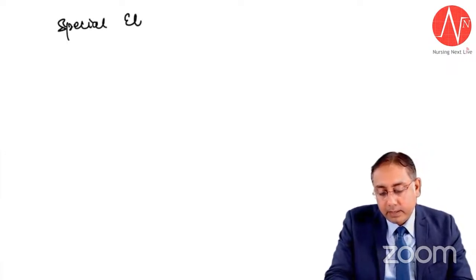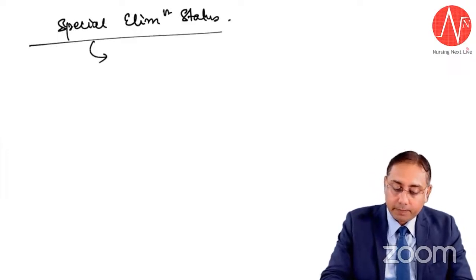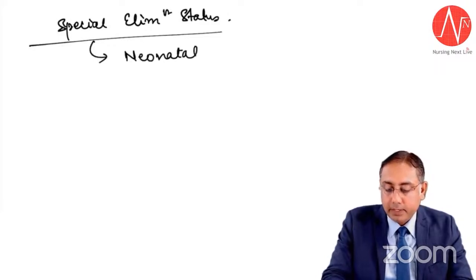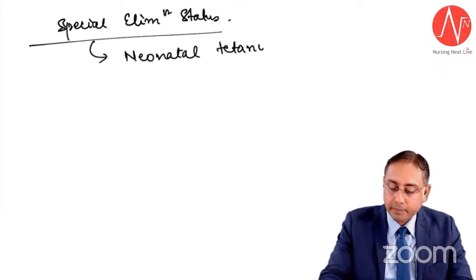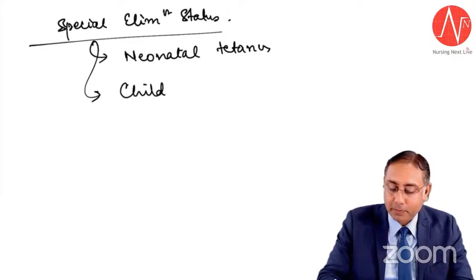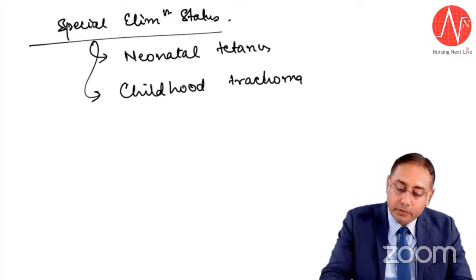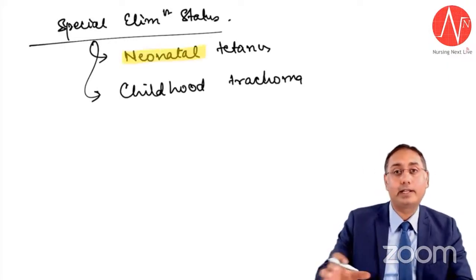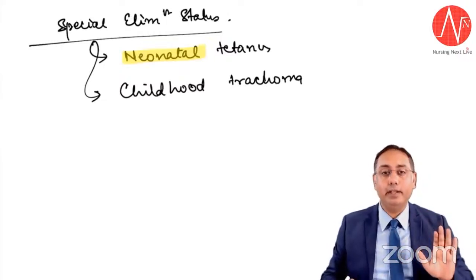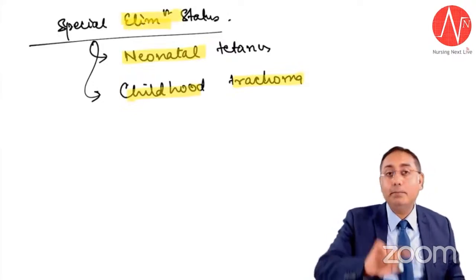I would also like to tell you that some diseases have achieved a special elimination status. This has been achieved for neonatal tetanus, and also for another disease, I think you know it, that is childhood trachoma. So the country has ensured that neonatal tetanus, I'm not talking of tetanus in general, does not happen in neonates in India. Trachoma in children does not happen in India. So they have achieved special elimination status.